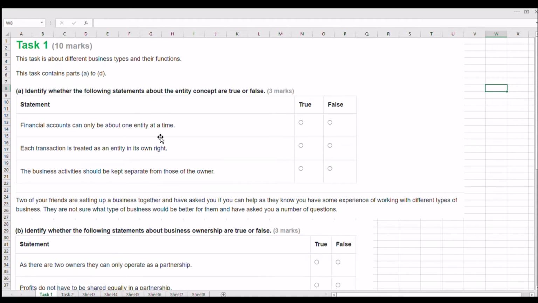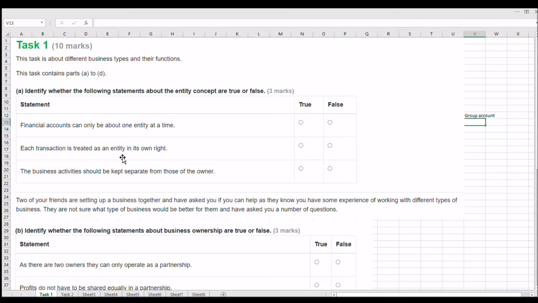It could be group accounts. So we could have group accounts here. That's where we have a holding company, or the main company, and then it has little subsidiaries and whatever. So that one's going to be false.